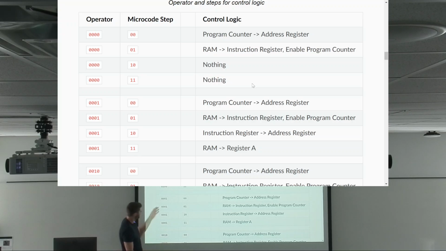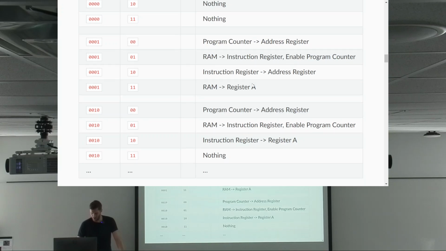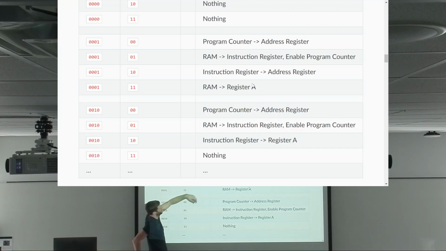Never mind. If we see the instruction 0, 0, or the operators 0, 0, 0, 1, and we are on microcode step 0, fetch part A, fetch part B, instruction to address, RAM to A. Do you kind of see how like the bit patterns here?